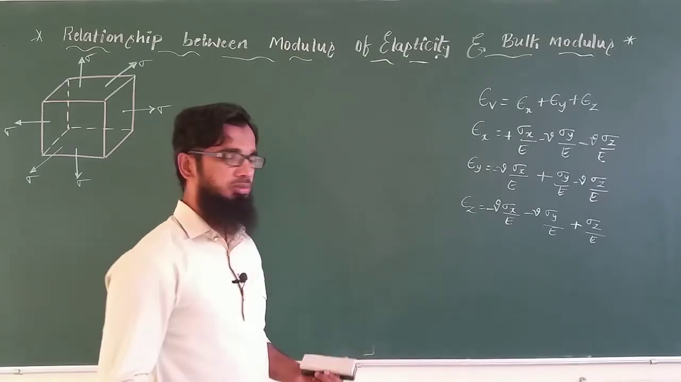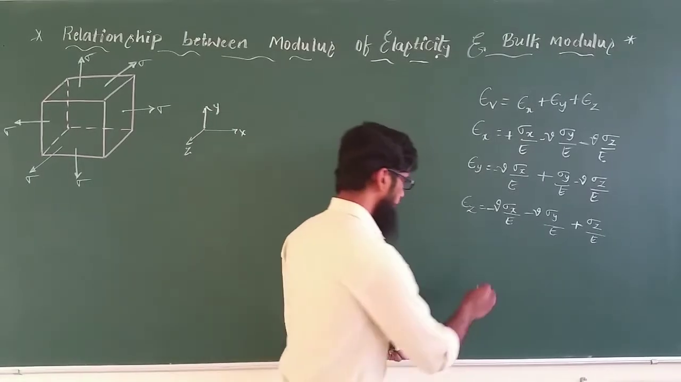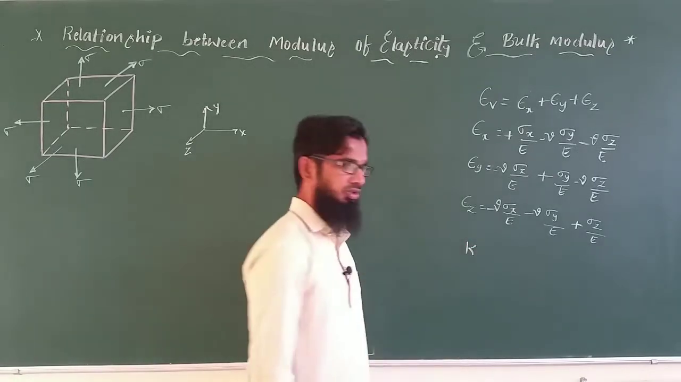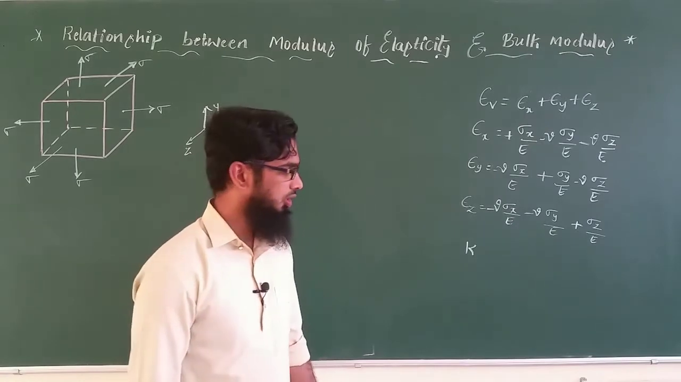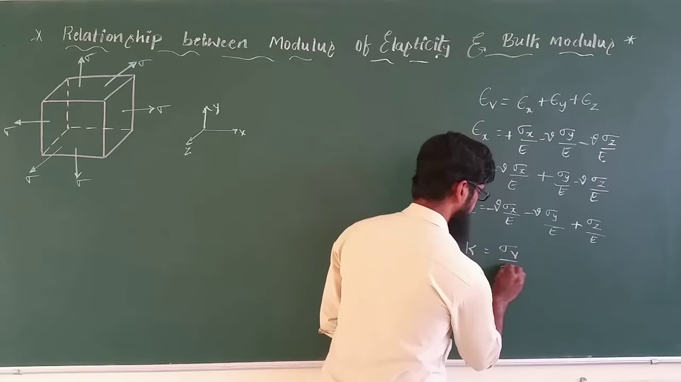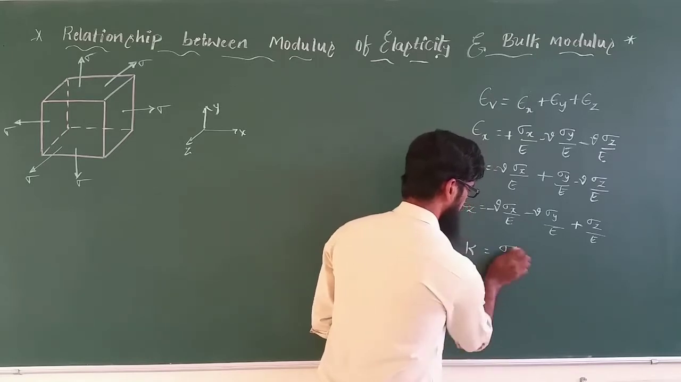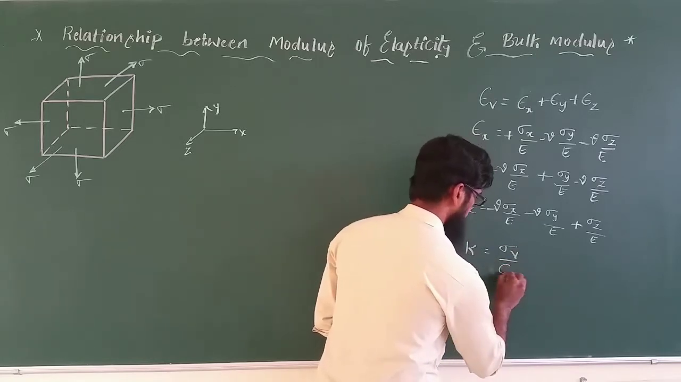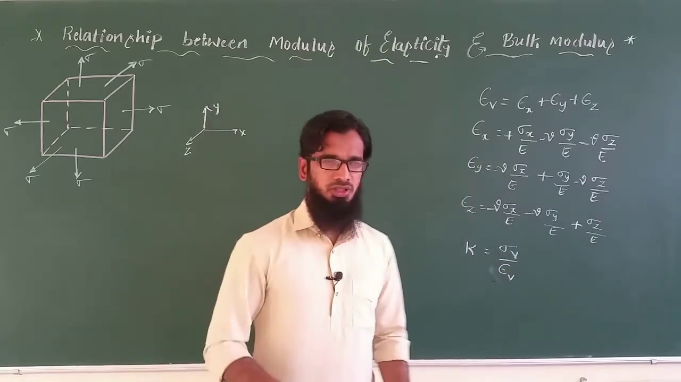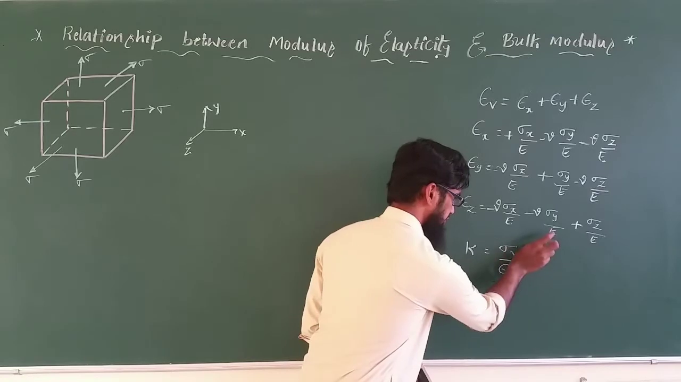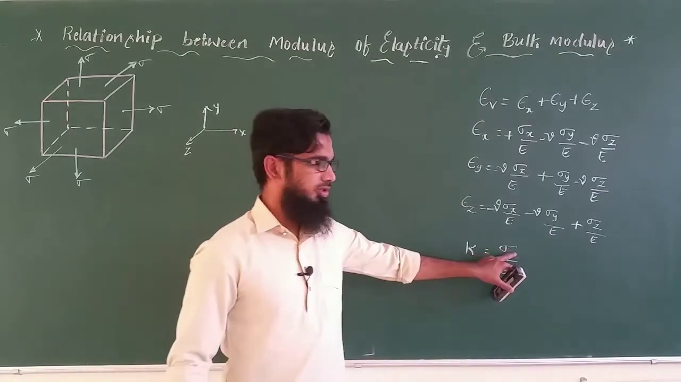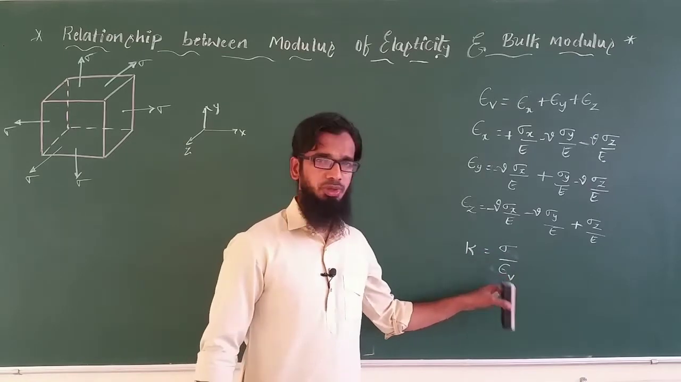Now what is the bulk modulus? The bulk modulus can be represented with the letter K, which is given by the volumetric stress to volumetric strain. For the time being, to derive this, I will take sigma V as only sigma, where sigma indicates the volumetric stress and this is the volumetric strain.